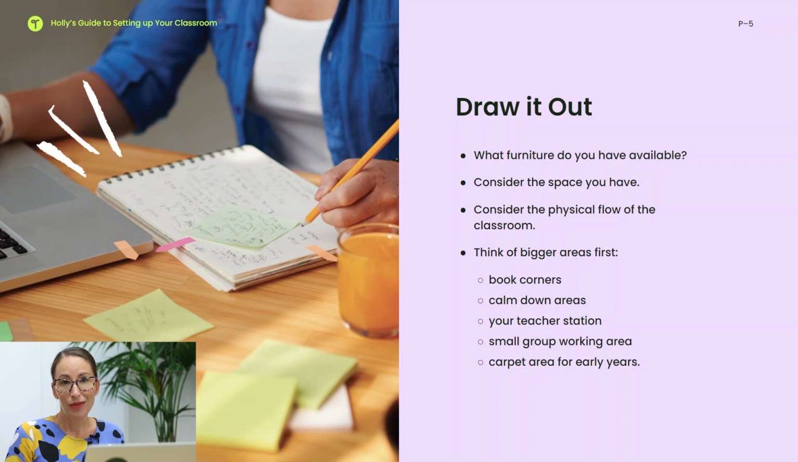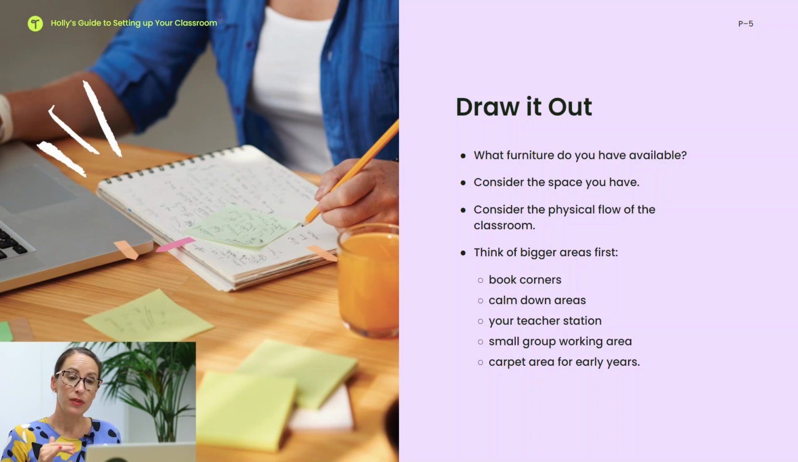Consider the space you have. We're not all blessed with huge classrooms. That would be amazing if we had some of the double classrooms that some teachers have had. I've certainly had the smallest of small classrooms, and I've also had some double classrooms as well. So just consider the space you have, and obviously the things that you want to set up in your classroom might have to be slightly adapted based on your space.